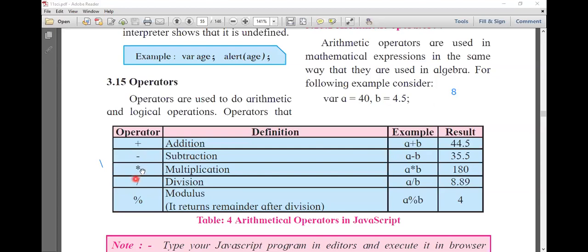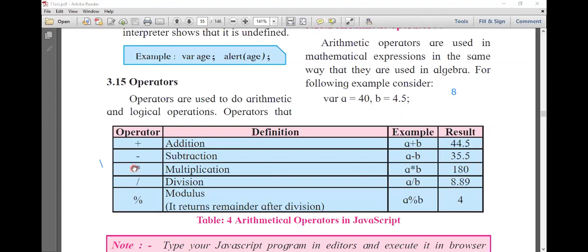regular algebra. Here is the multiplication operator. You can see this is a star. In any programming language, we have to use the star as the multiplication symbol. Always keep in mind that when you write a program in any programming language, the star is assigned for multiplication. So a multiplied by b means the value 40 multiplied by 4.5, and you will get the answer 180. So star is used for multiplication.